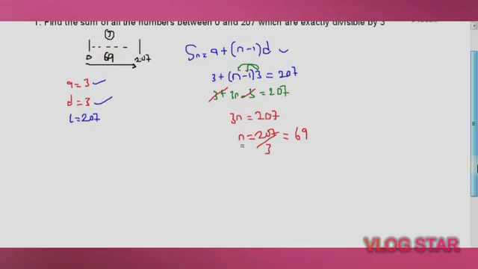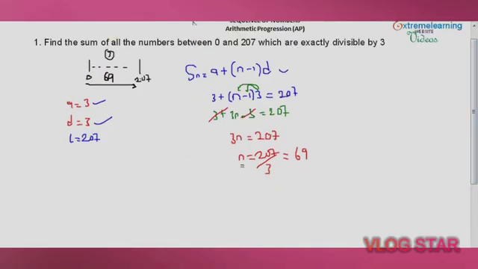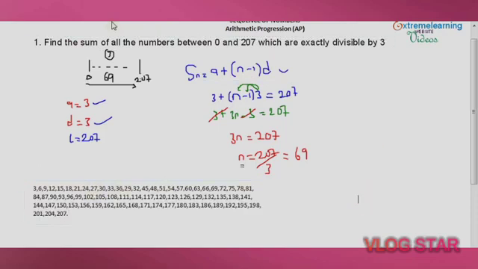So now let's stress ourselves a little. If I were to type all those numbers out, just adding 3 each time, we would have all these numbers, and if we count them, we'll notice that they are 69 numbers.